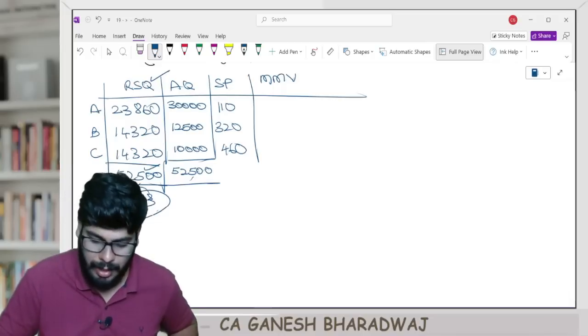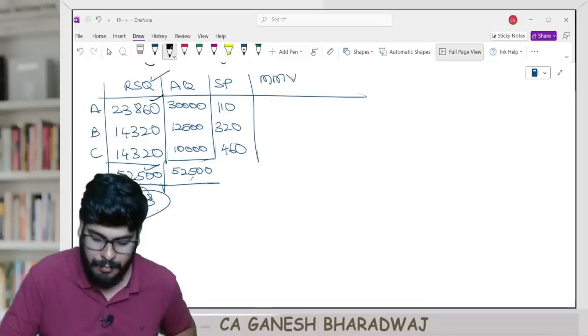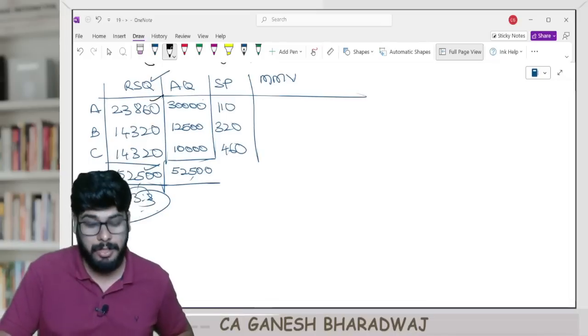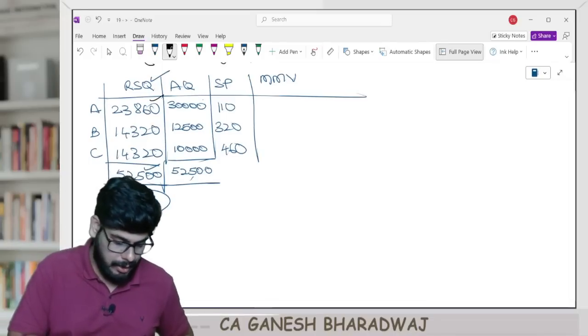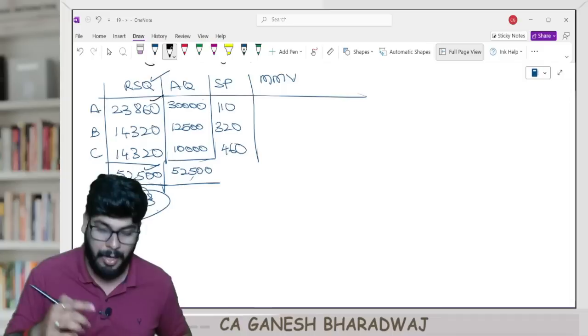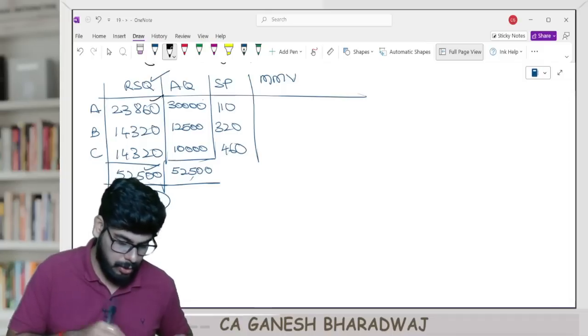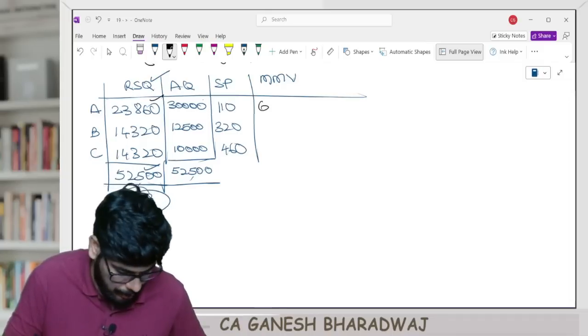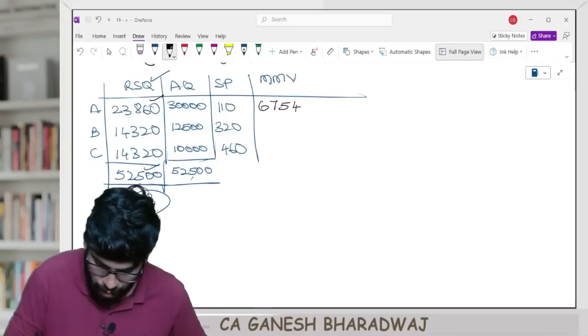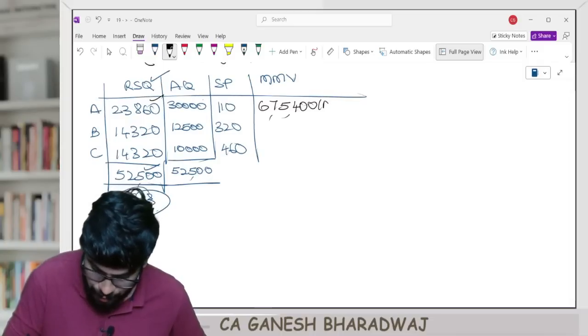So now we can calculate the material mix variance. Ideally, you should have consumed 23,860. You've consumed 30,000. So 23,860 minus 30,000, you've consumed more by 6,140 into 110. It comes to 6,75,400. That's going to be your adverse variance.